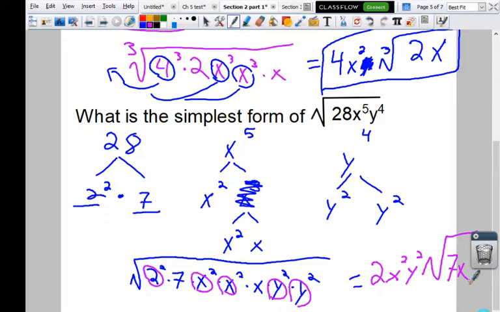I'm kicking out an x, right? And then I'm kicking out a second x. That's all the x we have out there. When I have two x's together, what is that really? X squared.